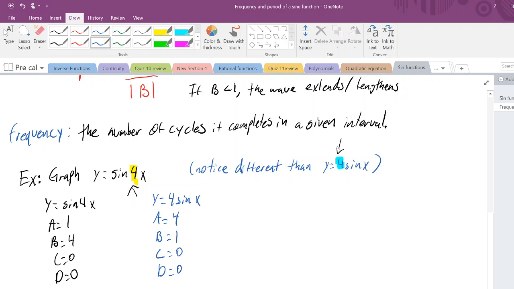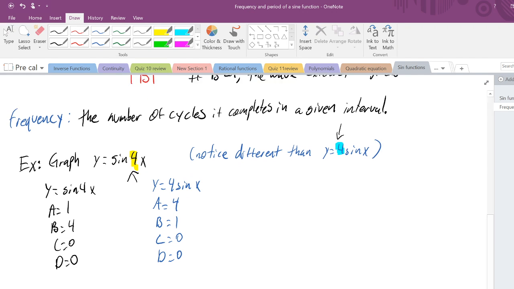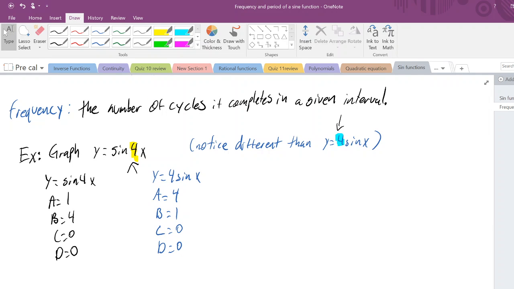The amplitude here is 4, on the right one is 4, and the amplitude in the left is 1. So just be careful with that. Now, how am I going to graph this? Okay, there's a great question.